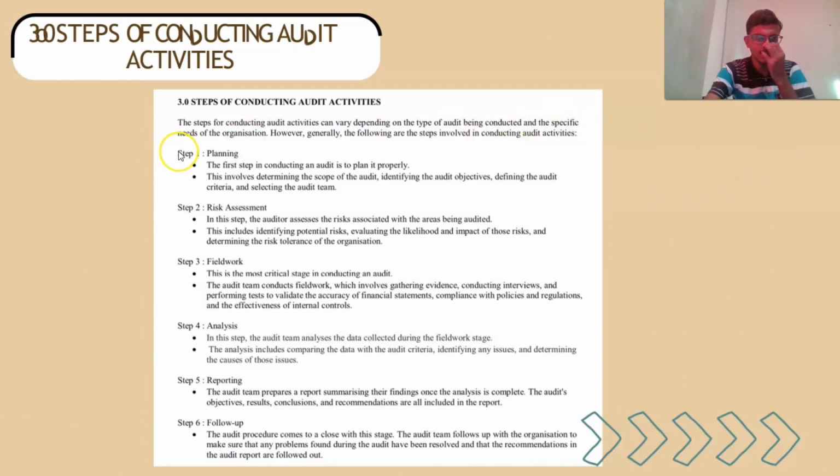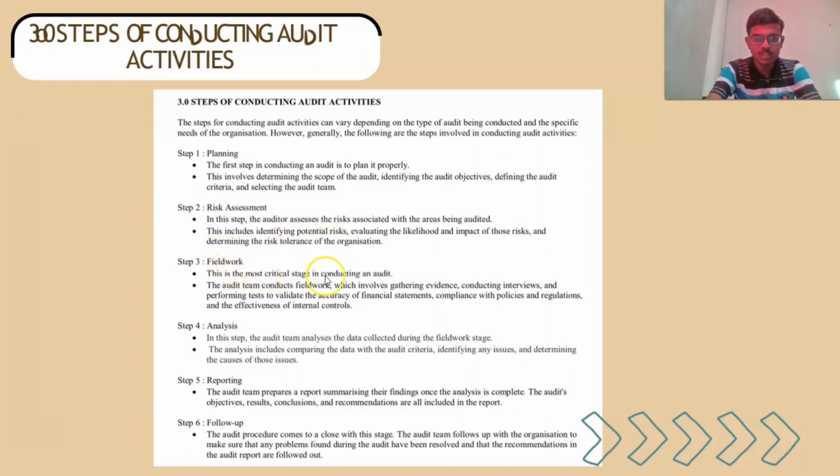Step 1. Planning. The first step in conducting an audit is to plan it properly. This involves determining the scope of the audit, identifying the audit objectives, defining the audit criteria, and selecting the audit team. Step 2. Risk assessment. In this step, the auditor assesses the risk associated with the areas being audited. This includes identifying potential risks, evaluating the likelihood and impact of those risks, and determining the risk tolerance of the organizations.